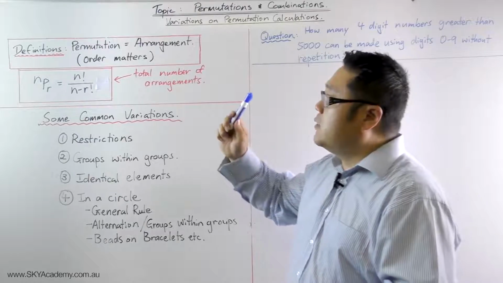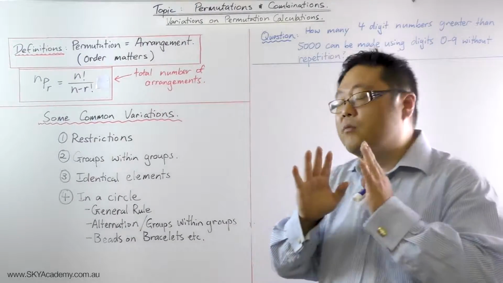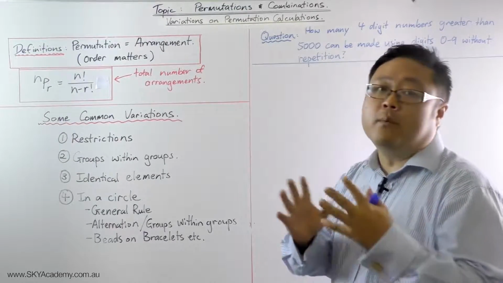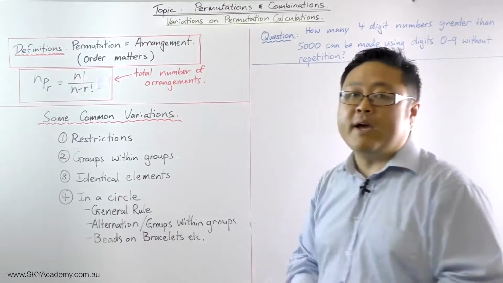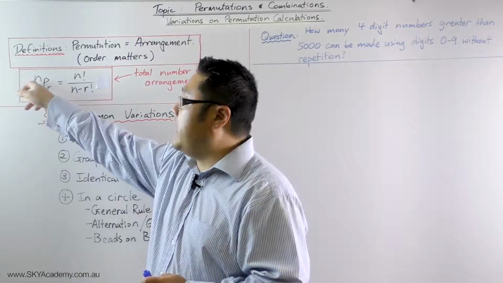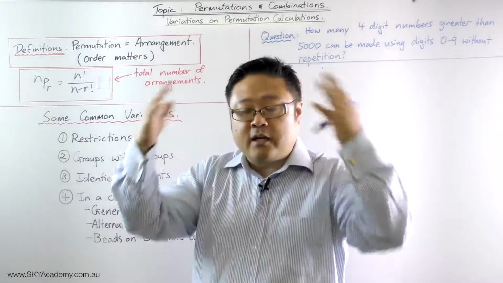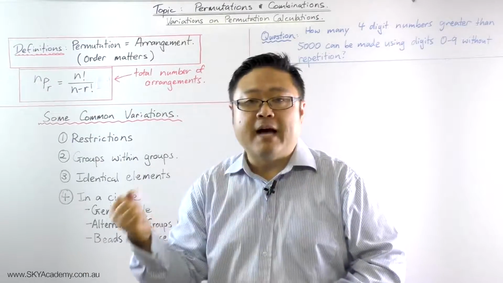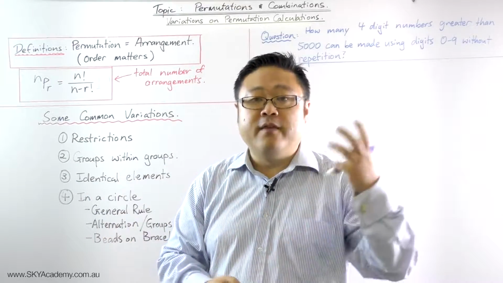Now, we've been going through permutations, which is basically arrangements, and we came up with a general formula or a general method for finding the total number of arrangements under a certain set of conditions. Now, the set of conditions is this. You've got n elements within a whole or a complete group of which we're choosing r, okay, the number r, elements out of those n elements.